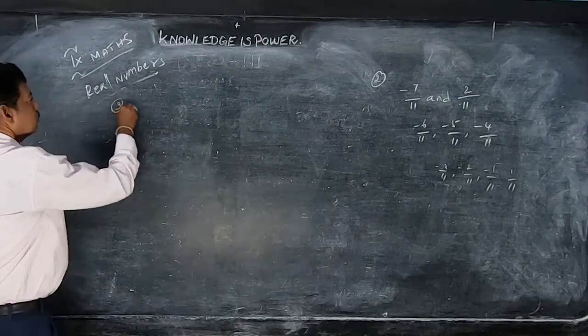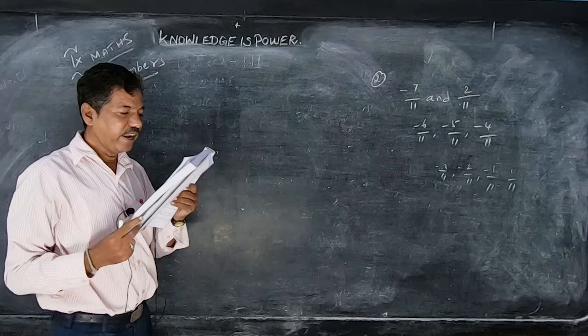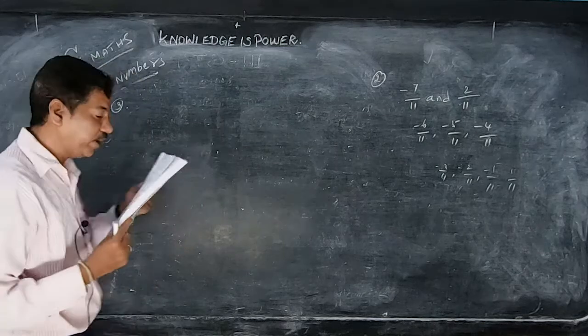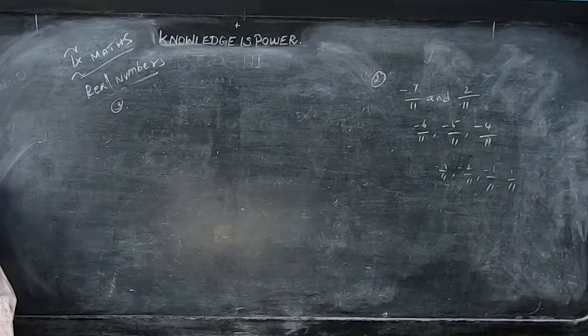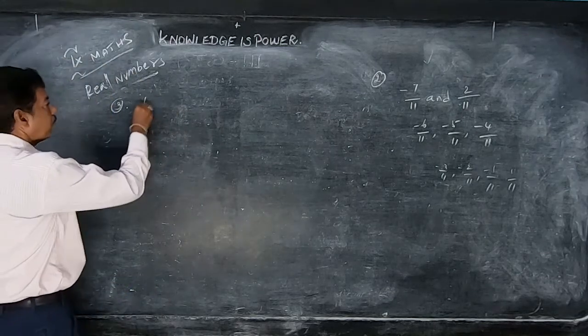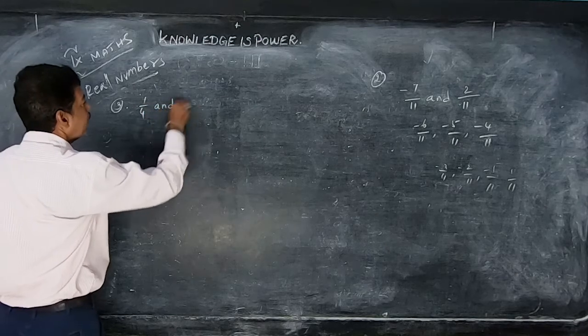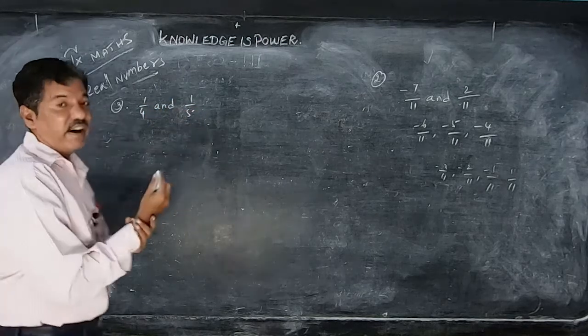So question number 3. Find any 5 rational numbers between 1 by 4 and 1 by 5.